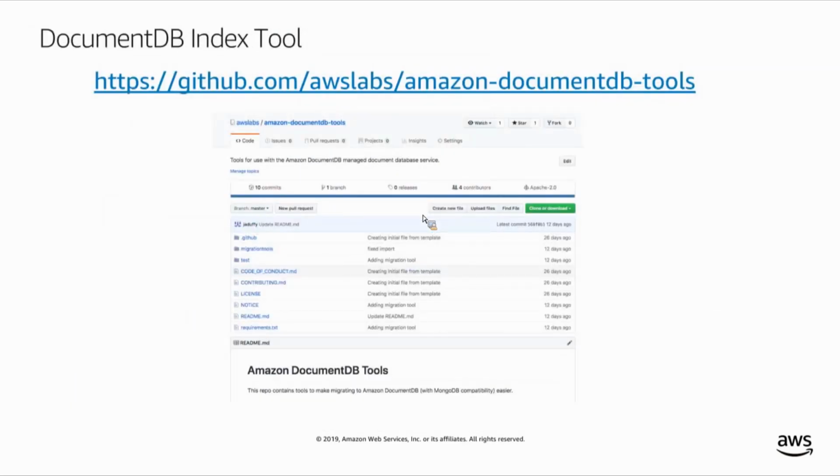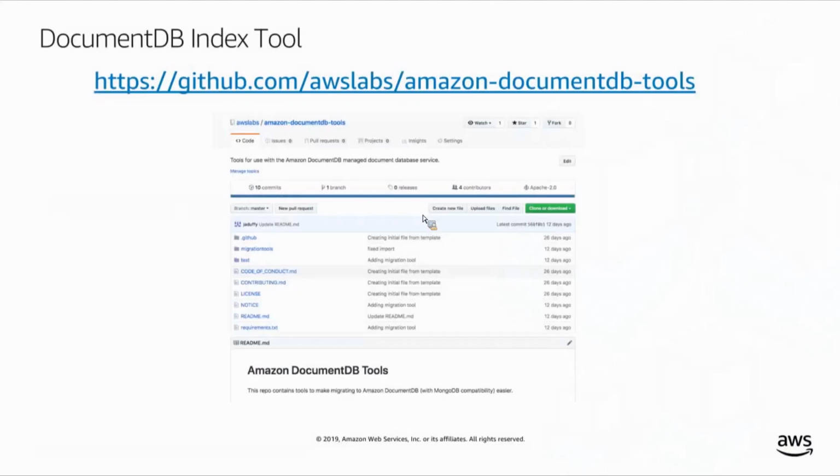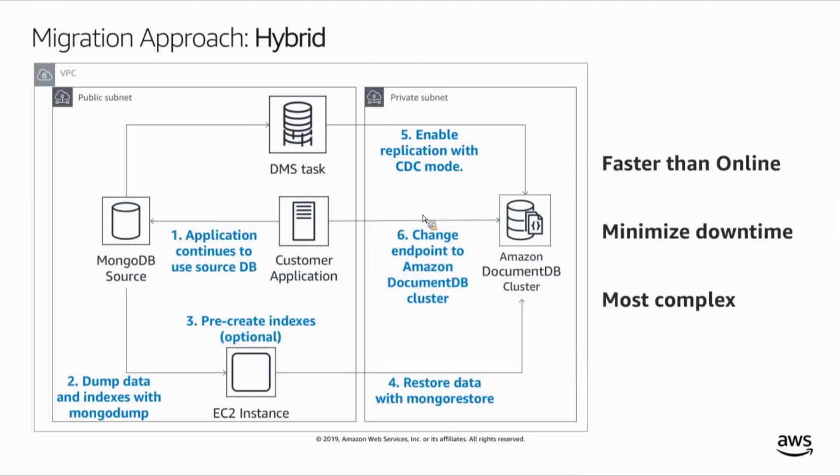So again, the DocumentDB index tool is linked here and should be in our documentation as well. So when you talk about using DMS, can you use DMS to migrate non-Mongo workloads to DocumentDB? Absolutely. DMS supports a large number of different sources and destinations. DMS is intended as a general purpose data migration service.